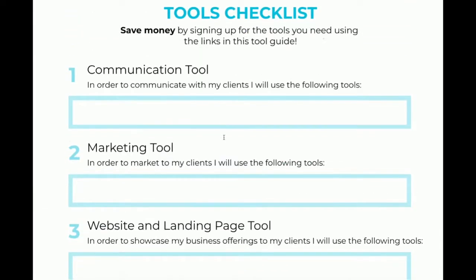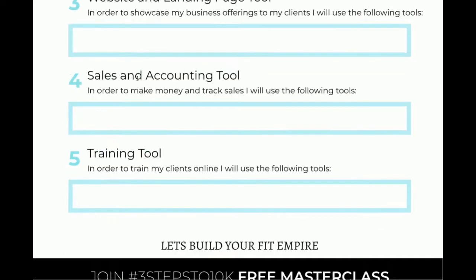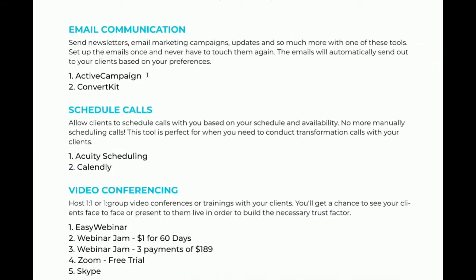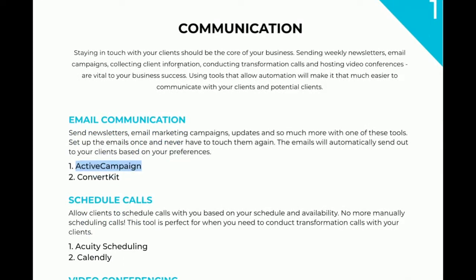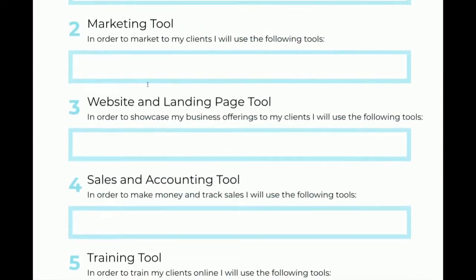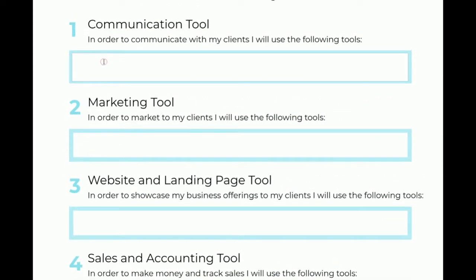So what's up next for you is to head back to the top and complete this tools checklist. So now you know the type of tools, and then if you need to scroll between each and copy and paste whatever you need into this. So let's just say I'm going to use Active Campaign for my communication tool. Oh, it actually is going to do white. So you might have to type it Active Campaign.